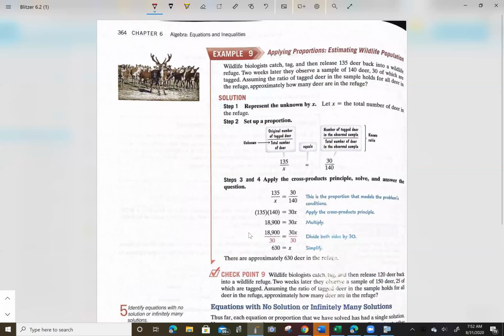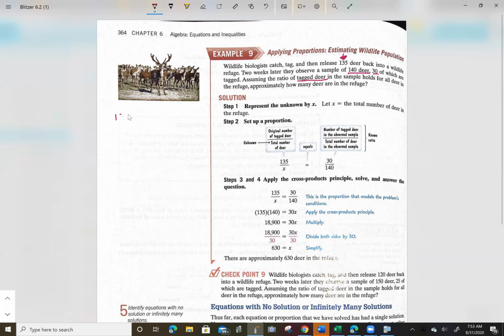All right, example now, same thing. Oh, we used to do this in my algebra class. I wonder if you guys did this one. Wildlife biologists catch, tag, and then release 135 deer. I just watched a bunch of Shark Week, so I'm thinking about tagging the sharks into the wildlife. 2 weeks later, they observe a sample of 140 deer, 30 of which are tagged, okay? Assuming the ratio of tagged deer in the sample holds for all deer in the refuge, approximately how many deer are in the refuge?